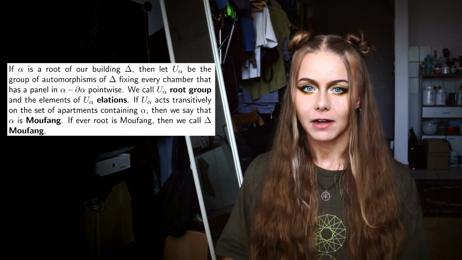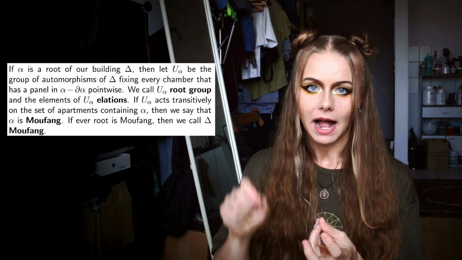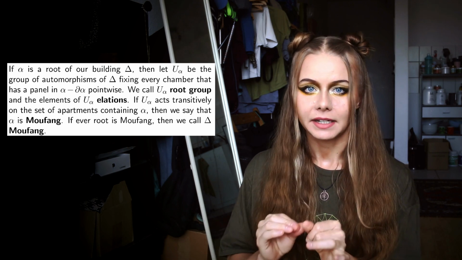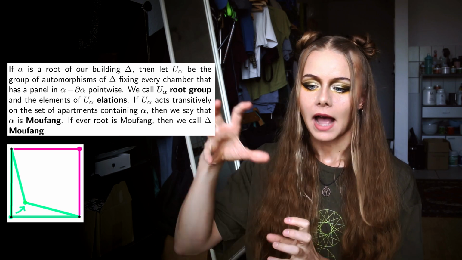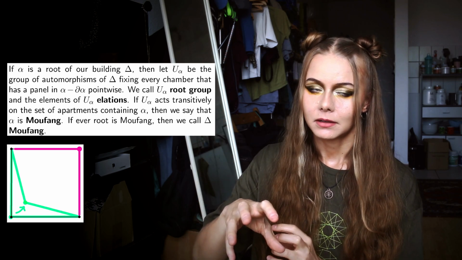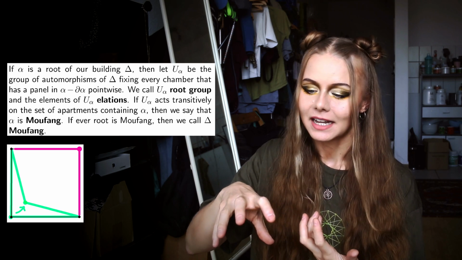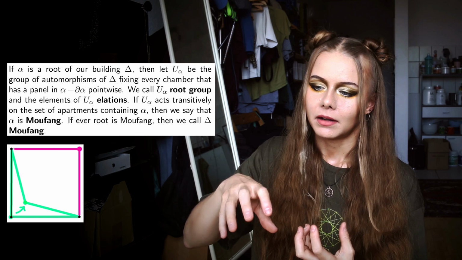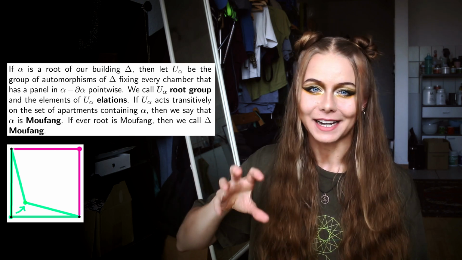For a root alpha, we say that alpha is Moufang if the root group U alpha acts transitively on the set of apartments containing alpha. So alpha is a root, in other words a half apartment, but it can still be contained in several apartments, right?